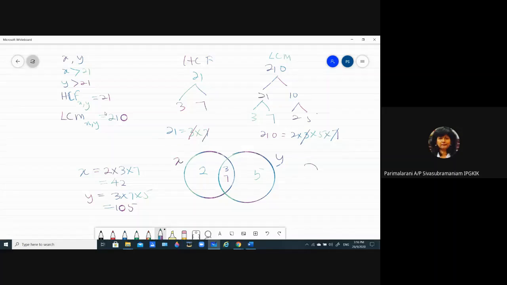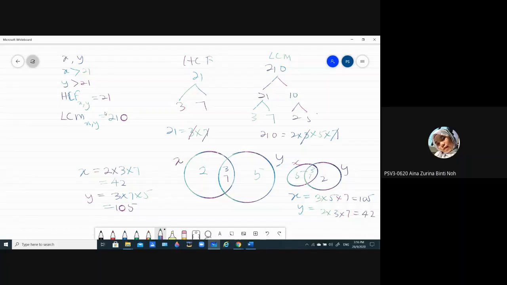Can I do it again like this? Can I put here 3, 7 and 5 and 2? This is X and this is Y. If I put like this, what is my X? 3 times 5 times 7 is 105. My Y will be 2 times 3 times 7. This is 42. So do I have two sets of answers? Yes. I have two sets of answers.